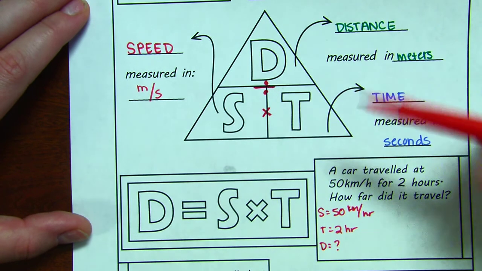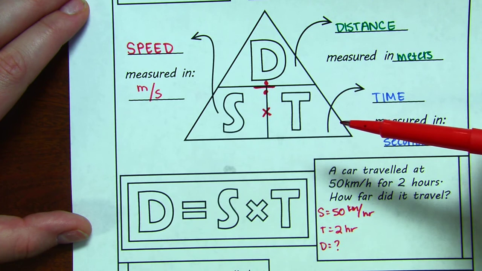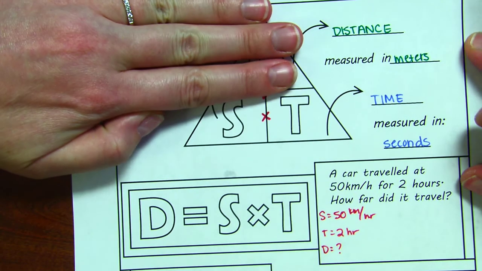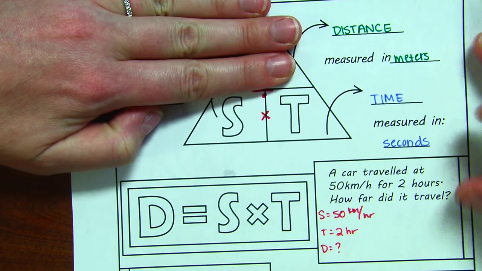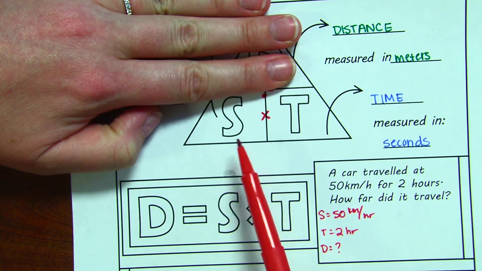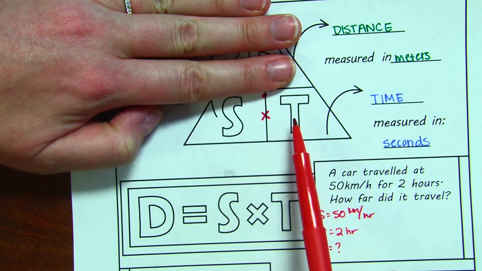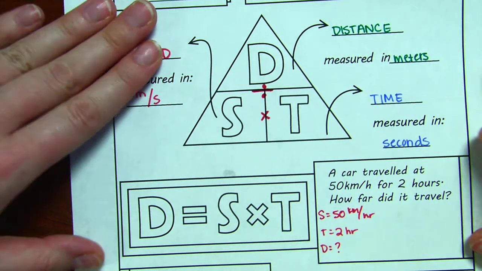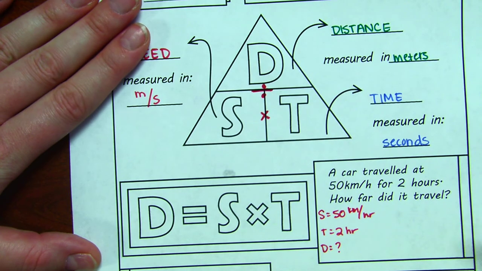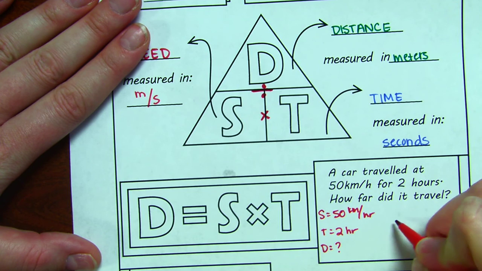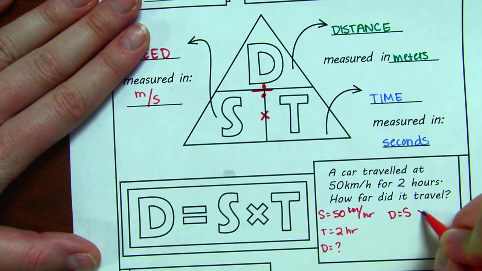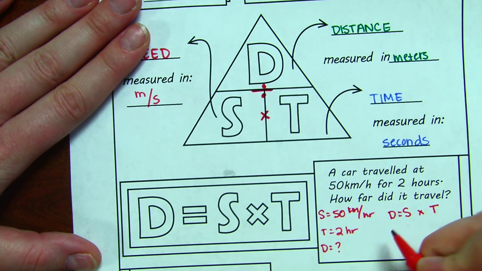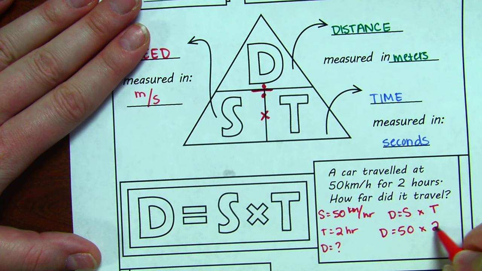So using the formula triangle, whatever you're looking for, cover it up. So I'm going to cover up the D because I don't have distance. And then that tells me that distance equals speed times time. So that's how you're going to use your formula triangle to help you solve for these problems. So then I'm just going to come down here, set my equation up so I know that distance is speed multiplied by time. And at that point, you just plug your numbers in. Y'all know how to do this. 50 multiplied by 2 hours. So our distance would be 100.